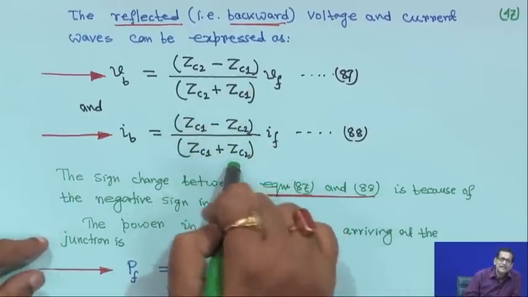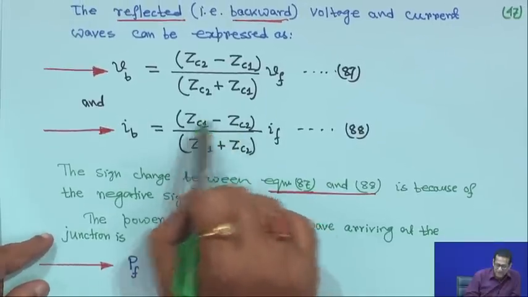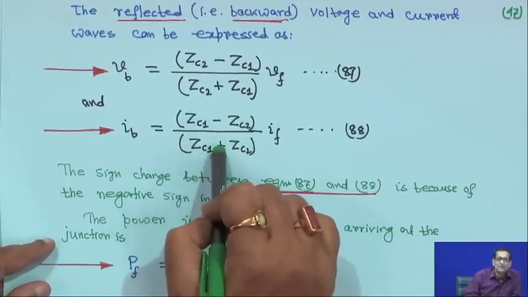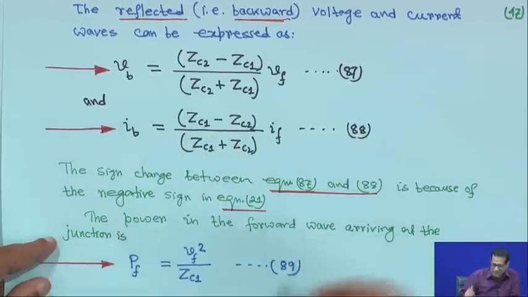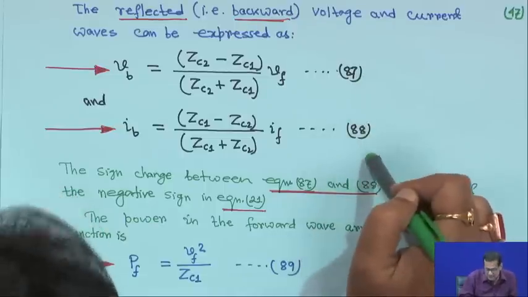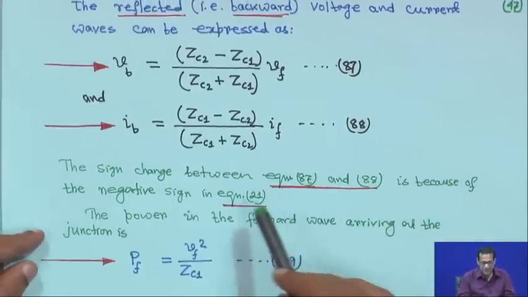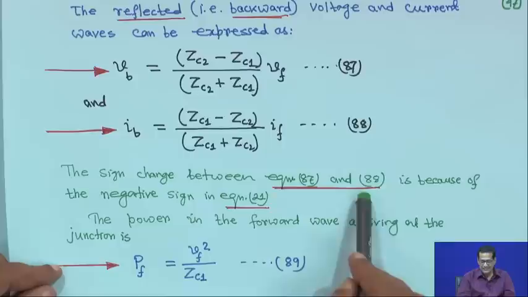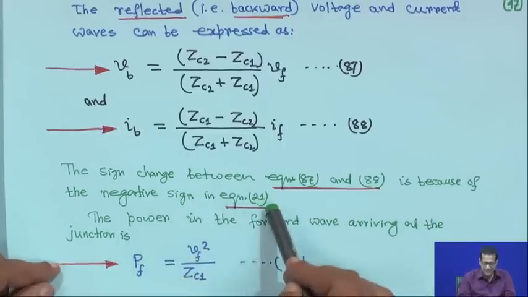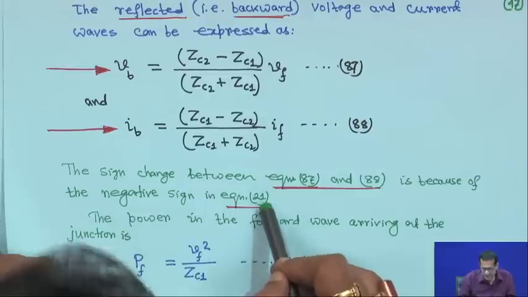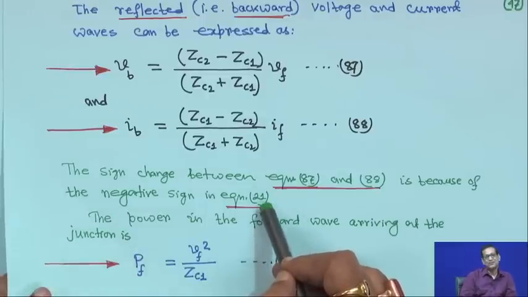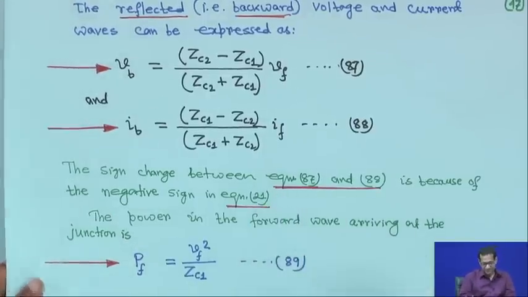This is an exercise for you: draw the voltage and current waveforms and do it yourself. This is equation 87, this is equation 88. The sign change from equation 86 is because of the negative sign in equation 21. You can check equation 21, which we developed at the beginning.